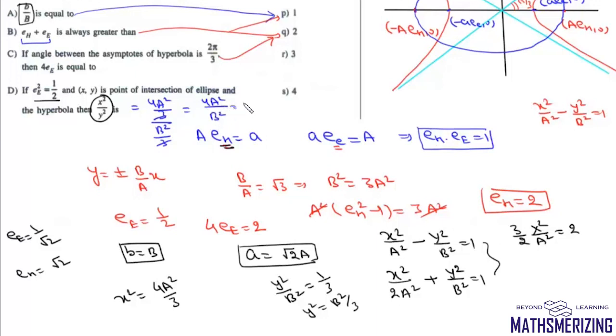Now we know that for a hyperbola we can write B square as A square into EH square minus 1. So this A square will cancel, and this is 4 upon EH square minus 1. Now what's the value of EH? EH is simply root 2. Root 2 square is 2. 2 minus 1 is 1. So the value of x square upon y square is simply 4. So that means this D matches with S. And that is the answer to this question.